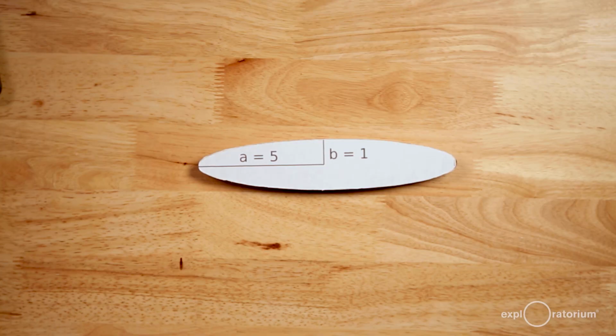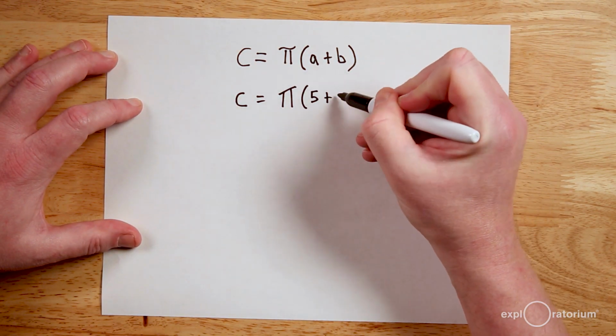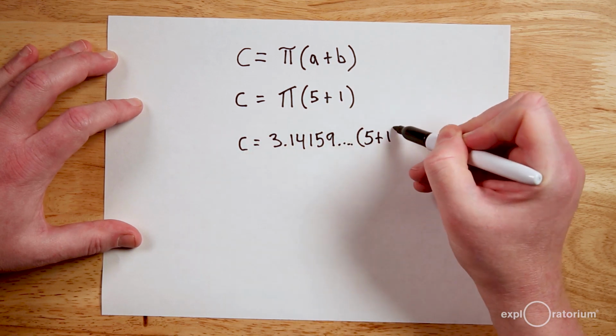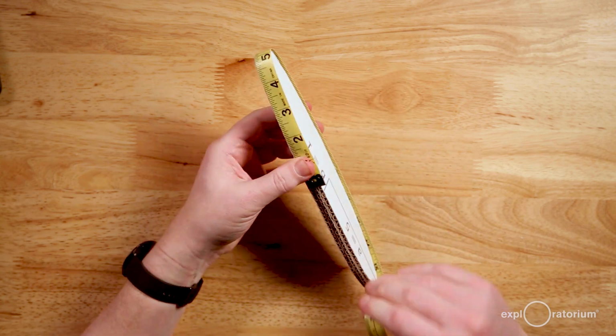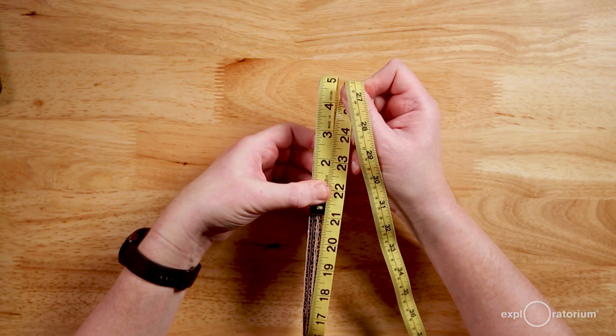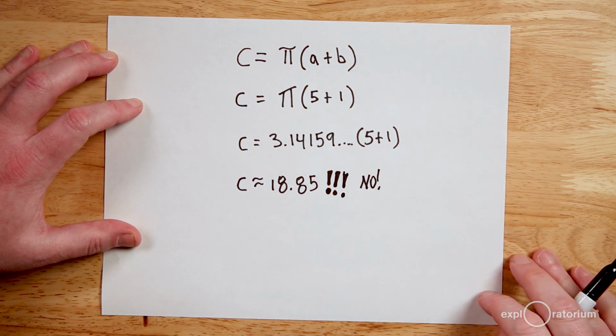I've cut this ellipse out of cardboard. Its long axis A is 5 inches, and its short axis B is 1 inch. What does the formula predict? Plugging in some numbers, we get that it should be almost 19 inches long. The circumference is actually really close to 21 inches. Something like 10% off. I think we can do better.